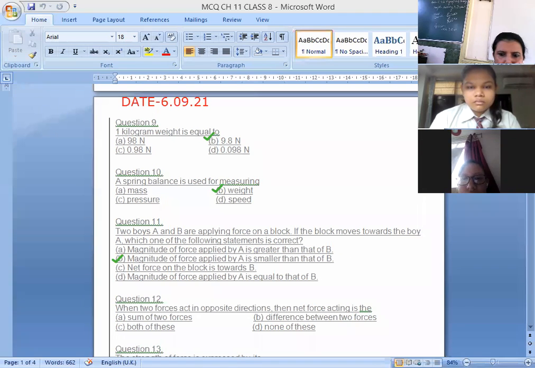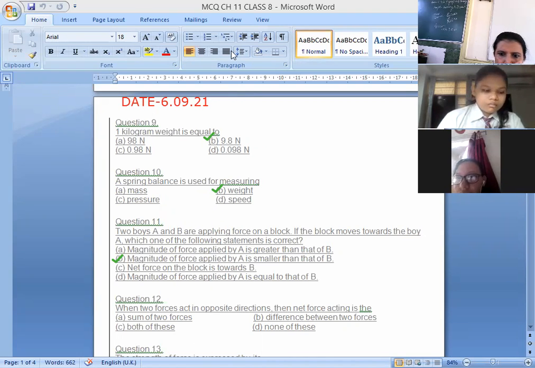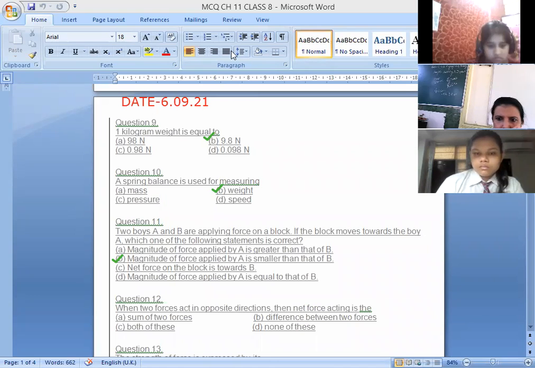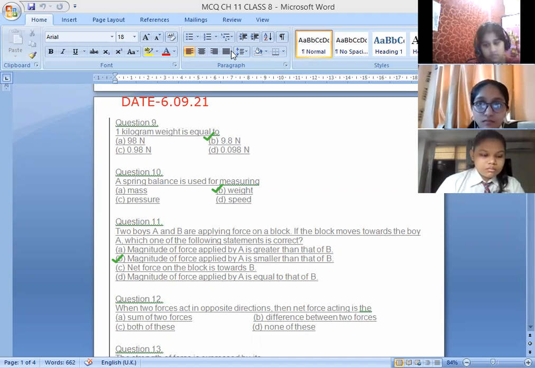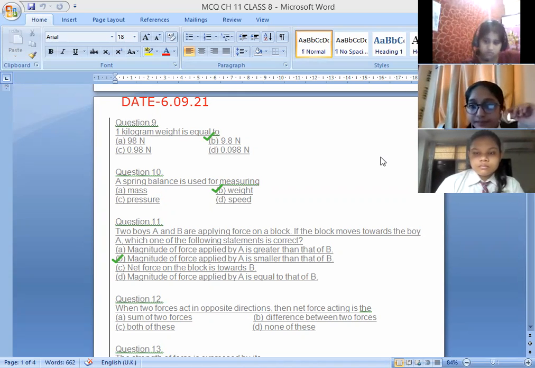Next, question number 12. When two forces act in the opposite direction, their net force acting is the sum of the two forces, difference of the two forces, both of these forces. Can I have the answer? Anshika Goel, Harshit Deshwal, Naman Rana, Saksham Tiwari, Surbhi Seni. Again and again the same children are giving the answers. Rest also can try. Yes, Anshika Agarwal.